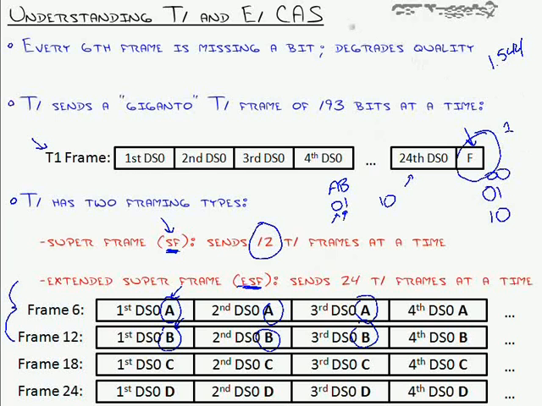CAS is a signaling type. CAS, or robbed bit signaling, says steal the last bit of every 6th frame. That's what CAS, or robbed bit signaling, says. Superframe and extended superframe say how many of these T1 frames we send at a time. With superframe, I only send 12 at a time. With extended superframe, I send 24 of them at a time. So I have what's known as A, B, C, D signaling bits. For every group of frames that I send, I have 0001, 0010, all these different bits that can mean different things. So I can tell you the modern world out there uses extended superframe.